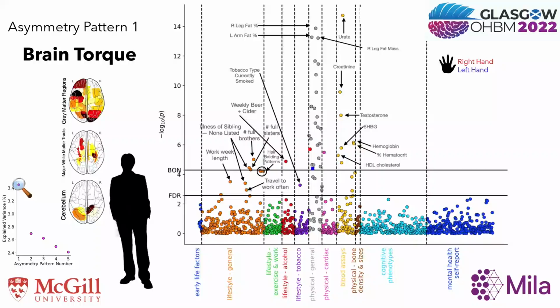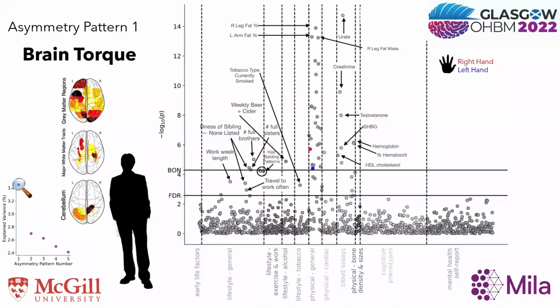We see family size and physical, anthropometric, and blood assay levels are associated with asymmetry pattern 1. And for interest, I also highlighted right and left-hand dominance in the red and blue points here, from which we see that brain torque is significantly associated with asymmetry pattern 1.